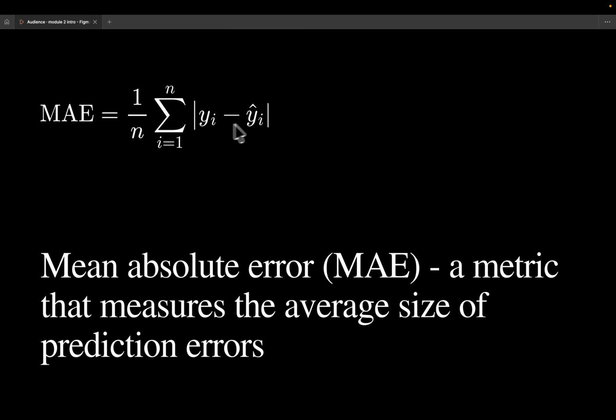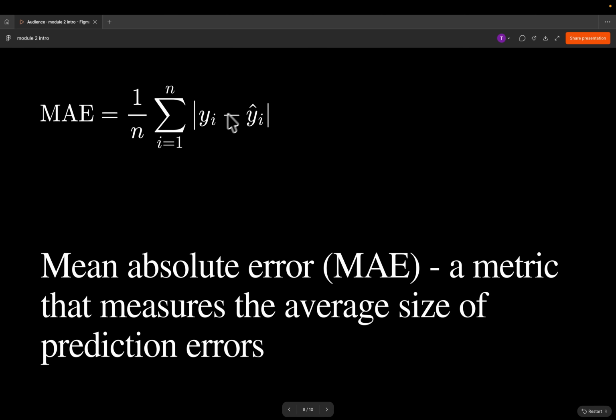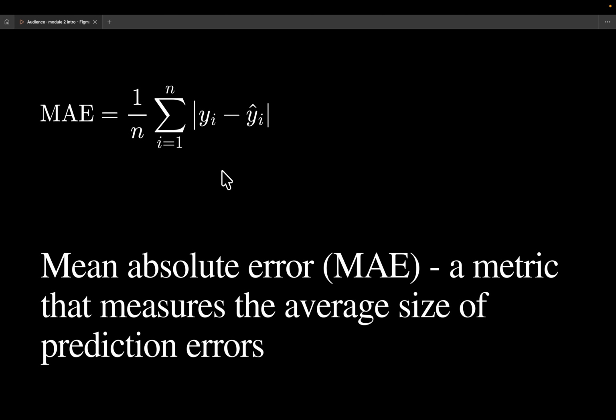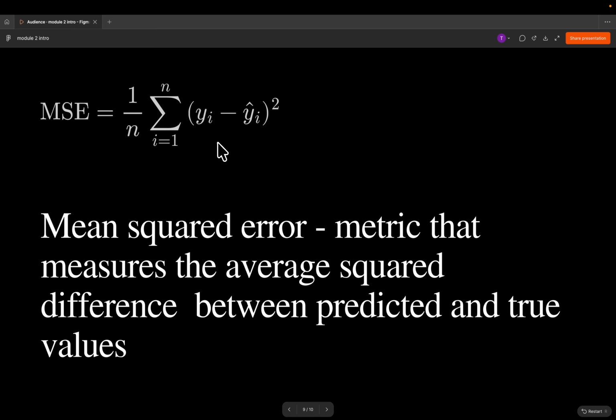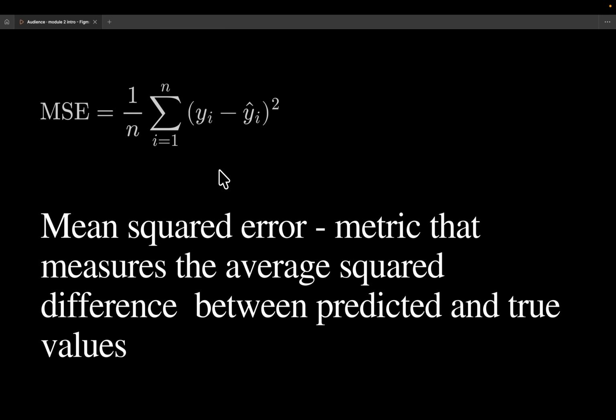when you subtract y hat from actual y, you get an error. You get the number by which your model has been mistaken, the number of points, for example. So it's just the mean value of them. And the next thing is called mean squared error. It's almost the same thing, but squared. So we get the mean of the squared errors.